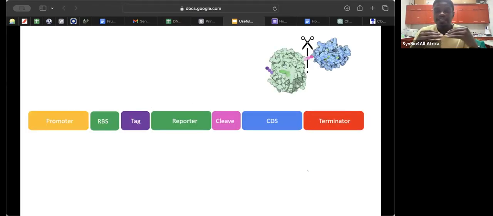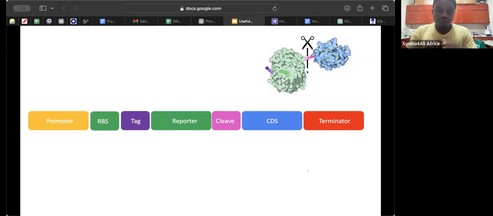So now, there is a particular order in which your designs have to be, right? So basically you have a promoter, you have RBS, you have affinity tags, you have reporters, you have cleave, you have coding sequence, and you have terminators. You have a particular order that these things have to be in. Most importantly, always your promoter and then your terminator, the order doesn't change, right? So your promoter, RBS and then the terminator, the order doesn't change. But in between, your tag, your reporter, your cleave, and then your coding sequence, it can be changed as in how you want your design to look.